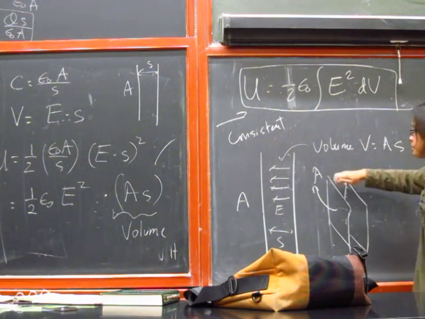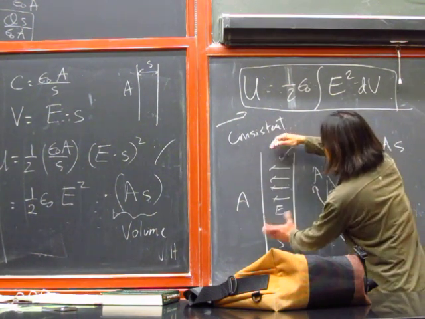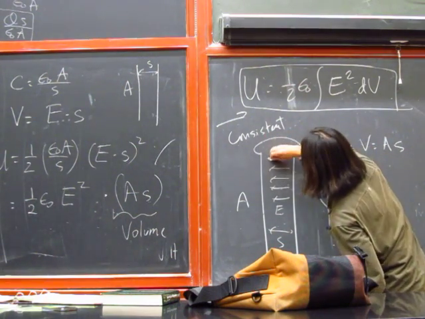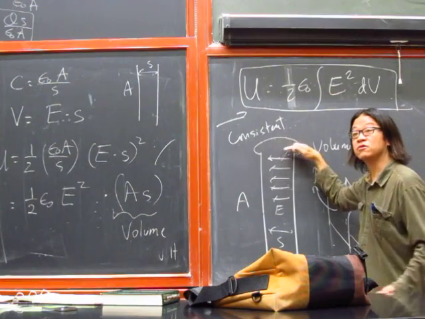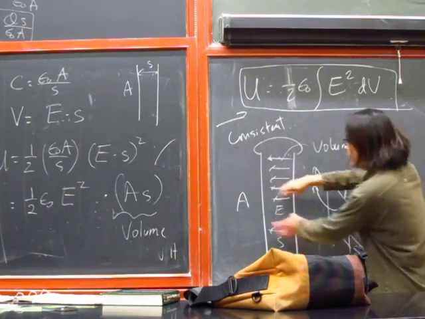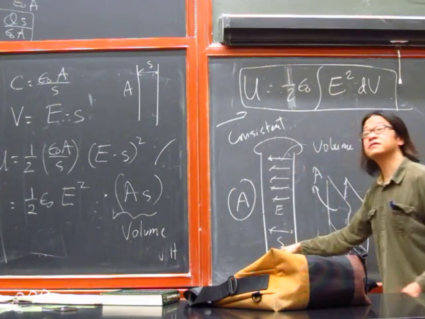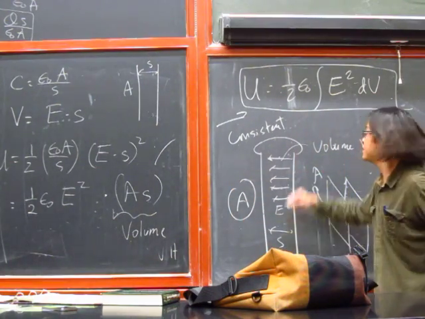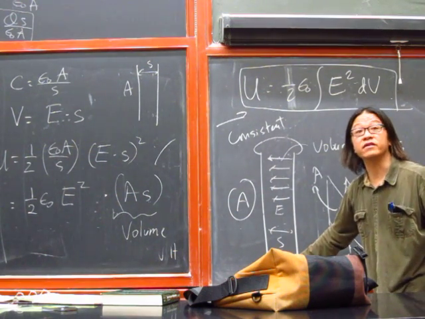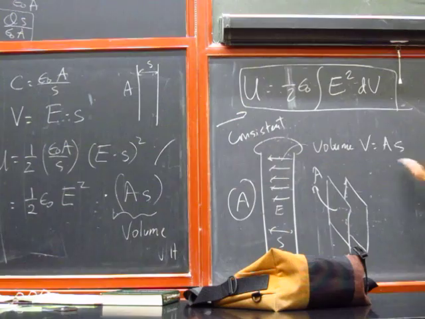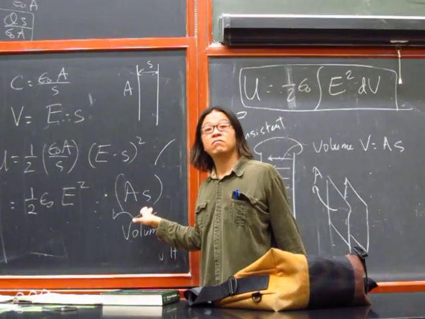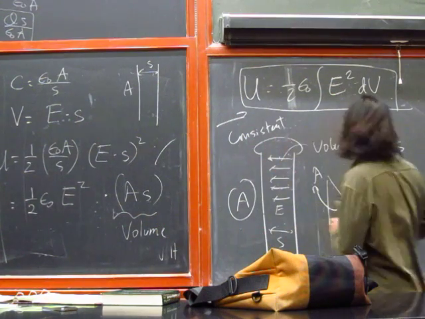Of course, if this is finite, there's a fringe effect here, where the electric field at the edge is no longer flat. But I'm ignoring that for now. If A is much larger than S, if the square root of A is much larger than S, then the fringe effect is small and I can just ignore it. And then the energy is just the energy density times the volume.